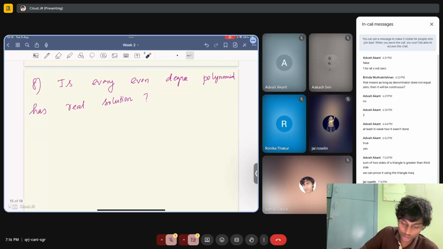So does every polynomial of even degree have a real solution? And the answer is no, it does not have a real solution. So what is the simplest polynomial one can give?